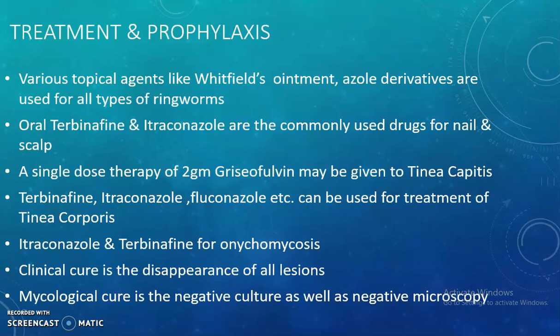Next we can see the treatment and prophylaxis. Various topical agents are available. For example, Whitfield's ointment, azole derivatives can be used. Then orally we can take terbinafine, itraconazole for nail and scalp infections. A single dose of 2 gram griseofulvin can be given for Tinea capitis. Terbinafine, itraconazole, fluconazole, etc. can be used for treatment of Tinea corporis. Itraconazole and terbinafine can be used for onychomycosis.